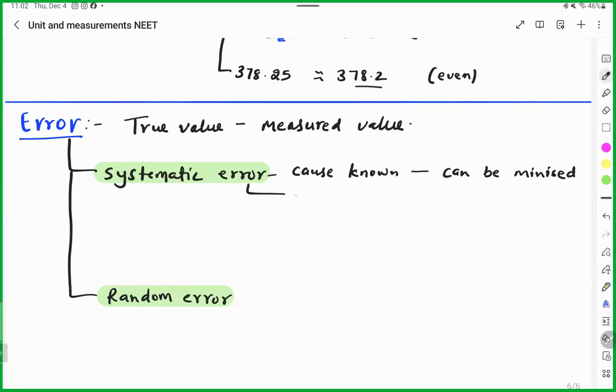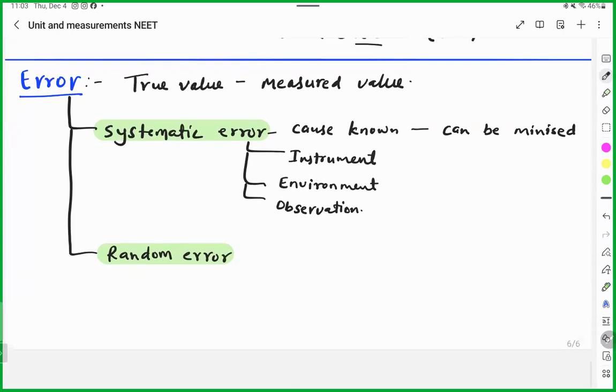What are the possible reasons for this systematic error? It could be because of the instrument. If you have a wrong instrument giving wrong readings, you can change the instrument. Environment may be extremely high temperature, low temperature, wind speed, humidity, which change the value. Then you can change the condition. And last is the observation error. If the observer is making a mistake, then you can tell the observer that you are making a mistake, or you can change the observer, right? So these are the systematic errors.